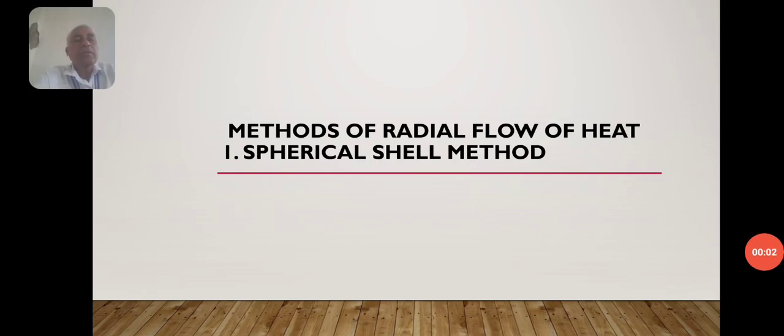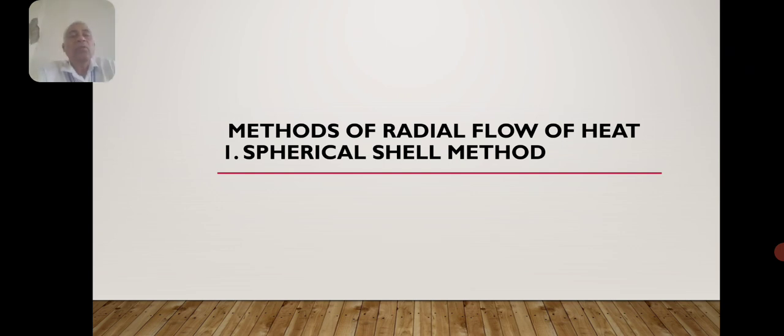Good morning, students. In the previous period, we discussed the rectilinear flow of heat along a metal bar, and also discussed the three cases of the rectilinear flow of heat. That is, the first case is before the steady state is reached, the second case is where the heat lost by radiation is negligible, and the third case is after the steady state is reached.